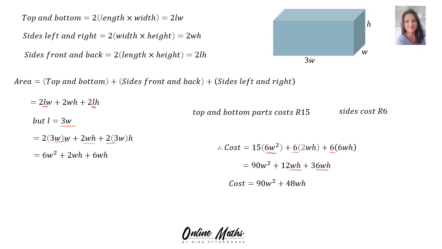And then where's the marks? The marks are for this formula, for substituting L is 3W, and then here where you multiplied that area by 15 and those two by 6.